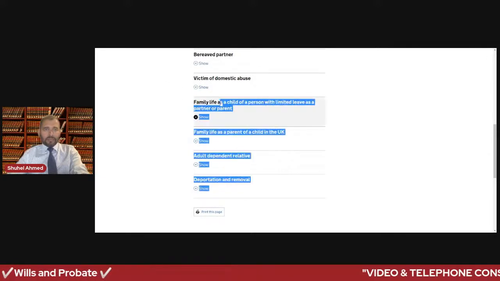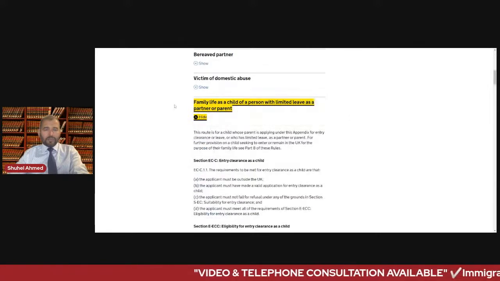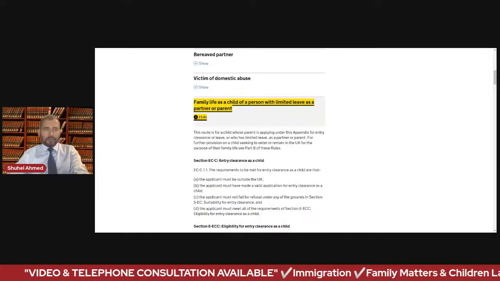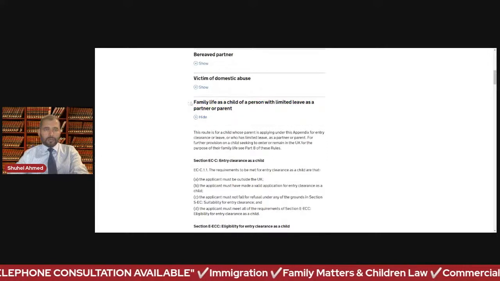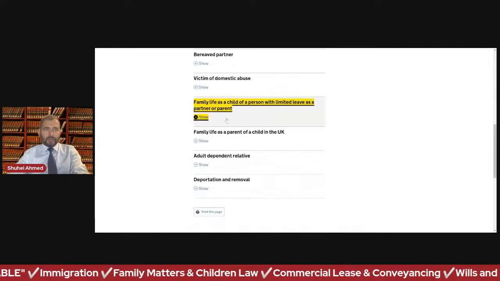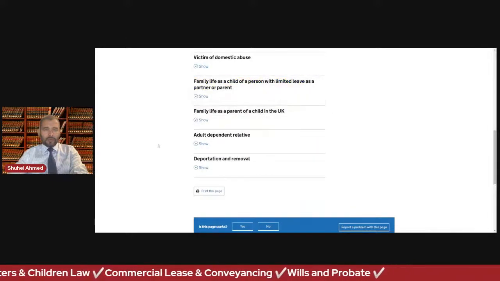Now, family life as a child of a person with limited leave, as a parent or partner. So if your child wants to make an application, whether for leave to enter or remain, they will get a fee waiver. They will get fee waiver or NHS fee exemption.